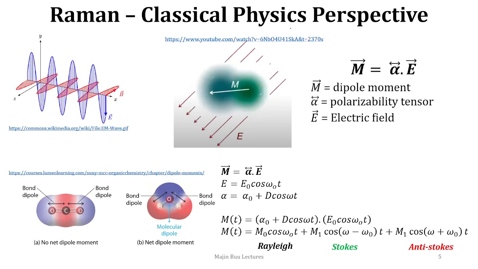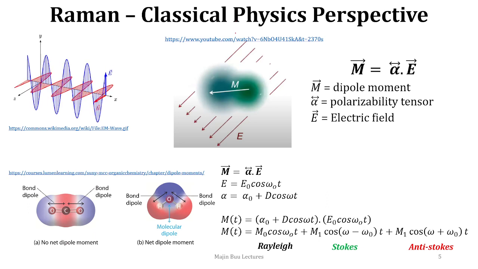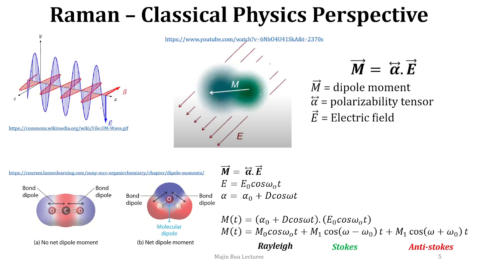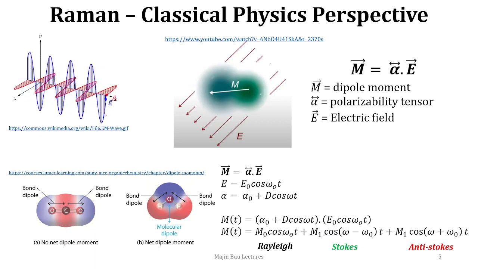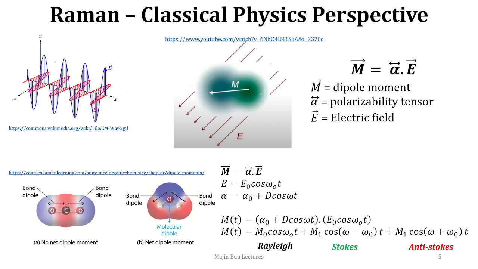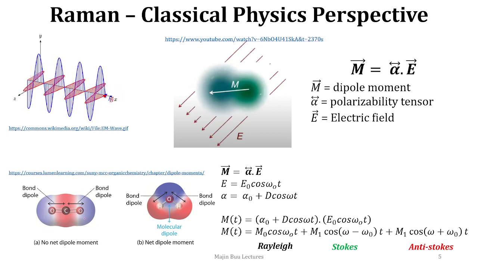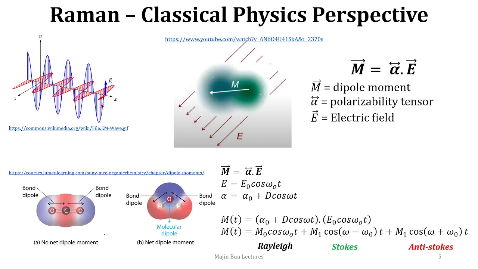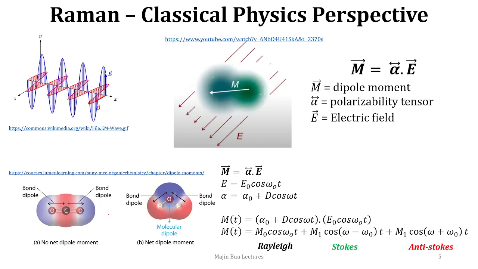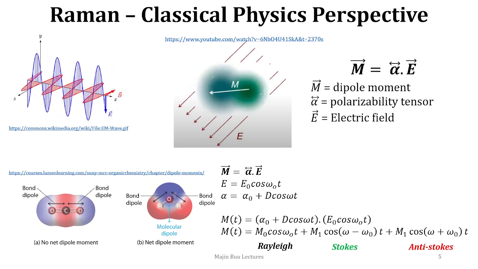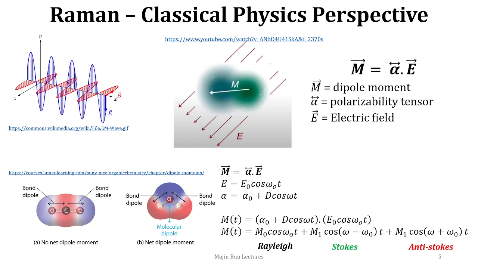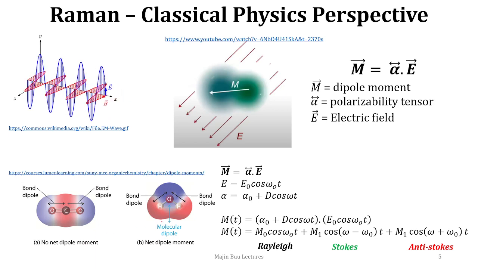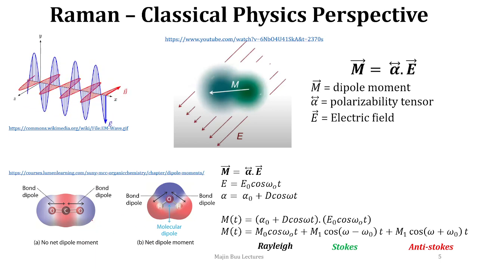As far as Raman is concerned, we can explain it in terms of classical physics. Say you have an electromagnetic wave oscillating as follows. This electromagnetic wave can interact with a molecule. A molecule is going to possess some dipole moment, which is essentially separation of charges in the molecule by some distance. It can either possess a net dipole moment or it can have a zero net dipole moment.